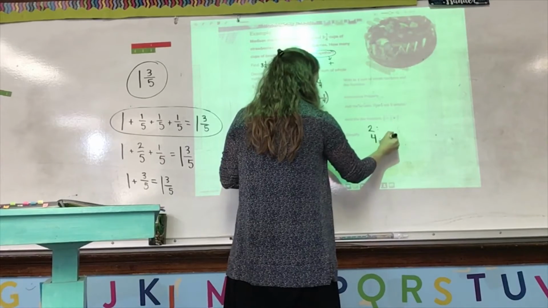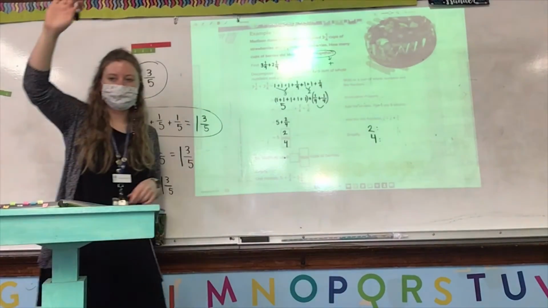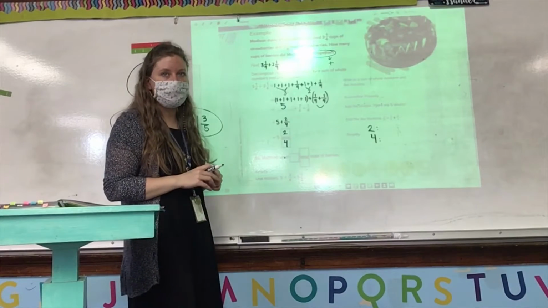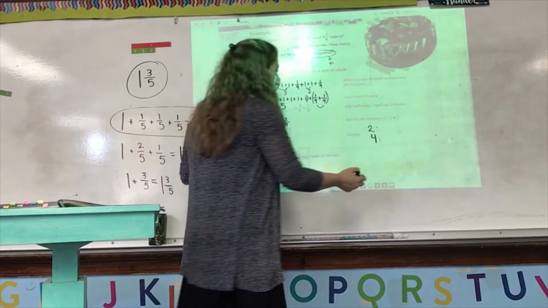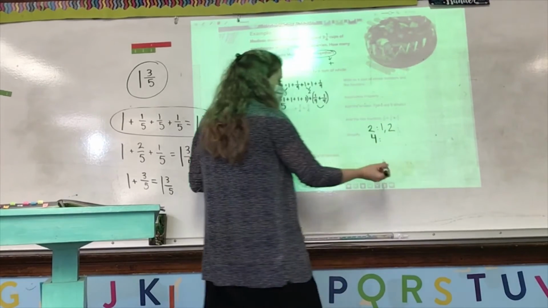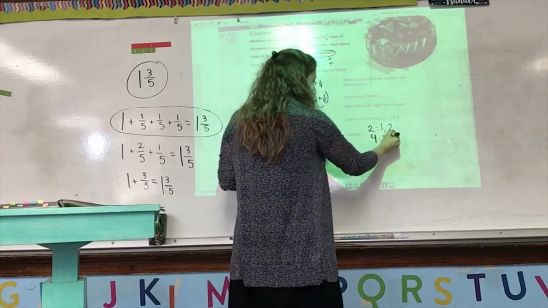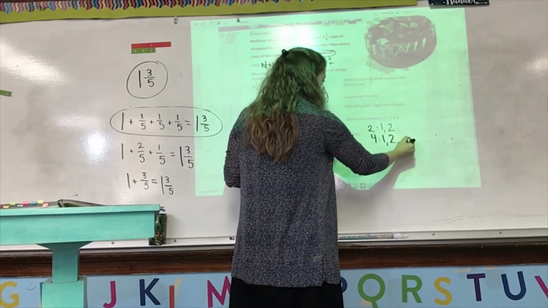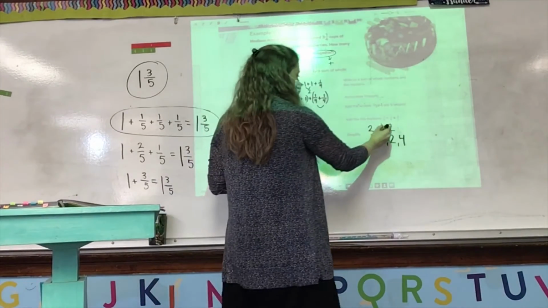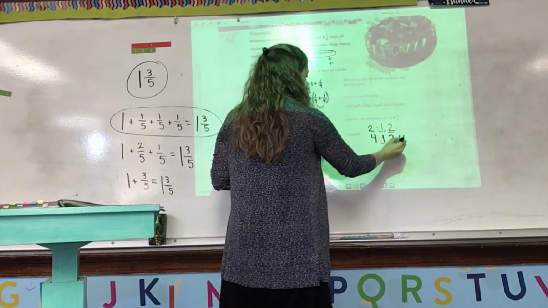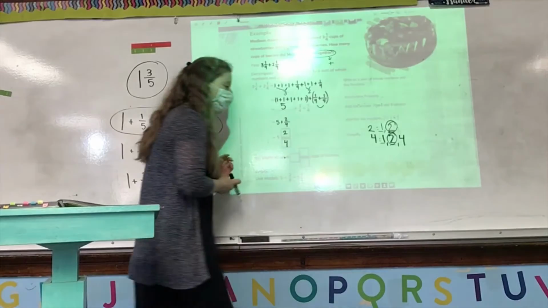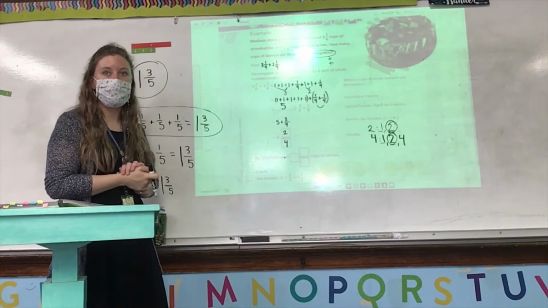and 4. Who would like to help me? Lena, I saw your hand first. Do you want to list or do you want to match? List, okay? Factors of 2. 1 and 2. Factors of 4. 1, 2, 4. Common factors. 1 and 2. Greatest common factor. 2. So we divide the numerator and the denominator each by 2.